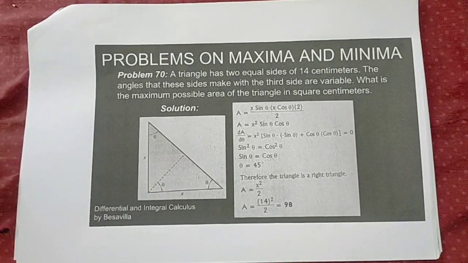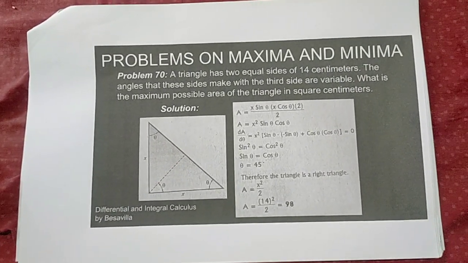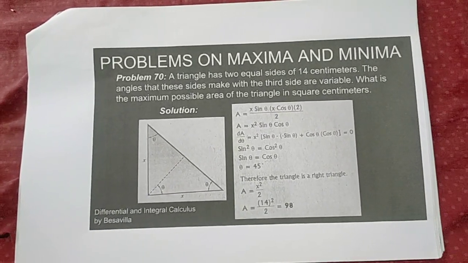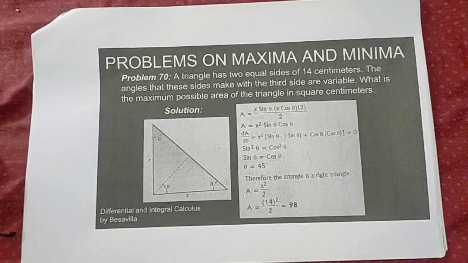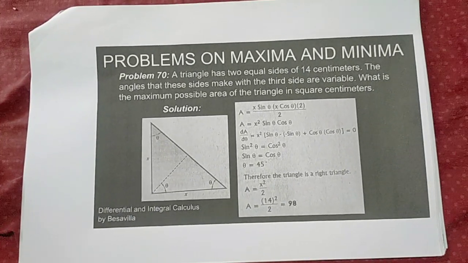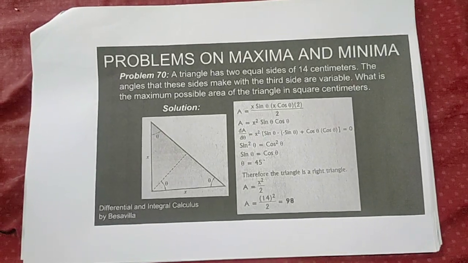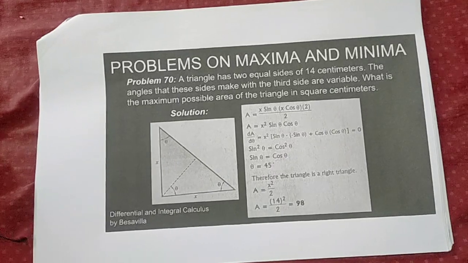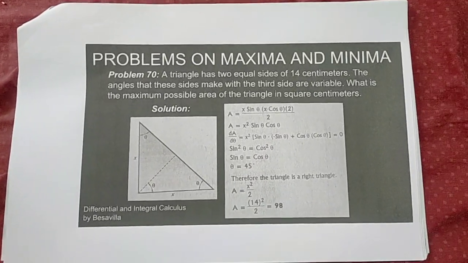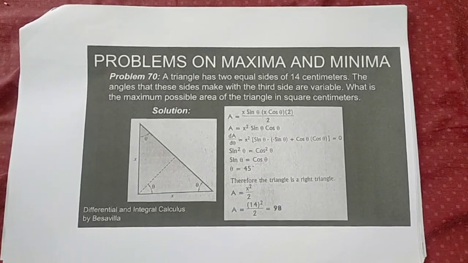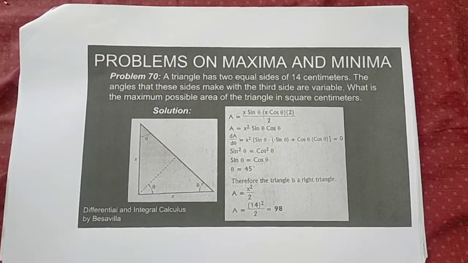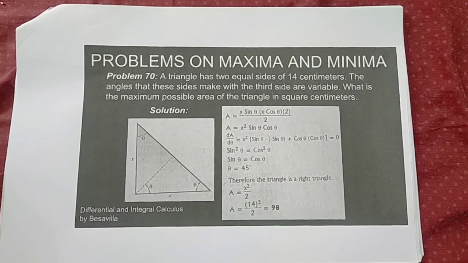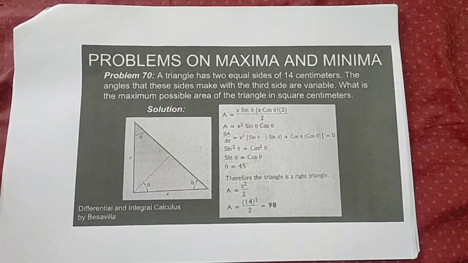Last meeting we were given 148 problems, and we chose two to explain. I chose problem number 70. A triangle has two equal sides of 14 centimeters. The angles that these sides make with the third side are variable. What is the maximum possible area of the triangle in square centimeters?